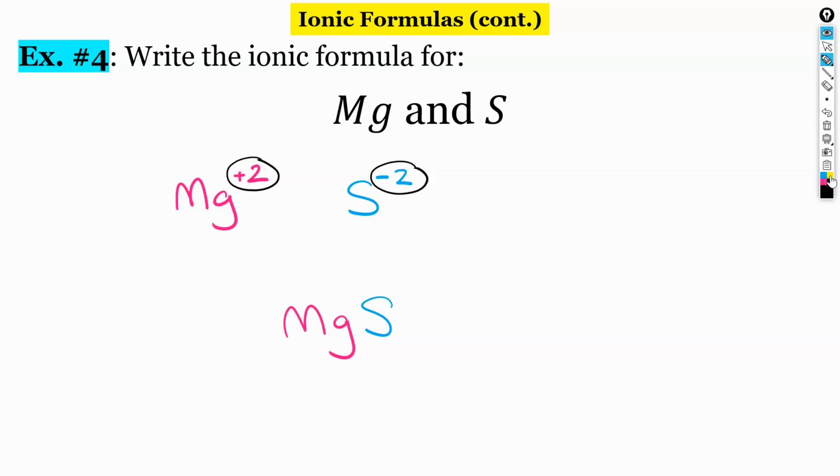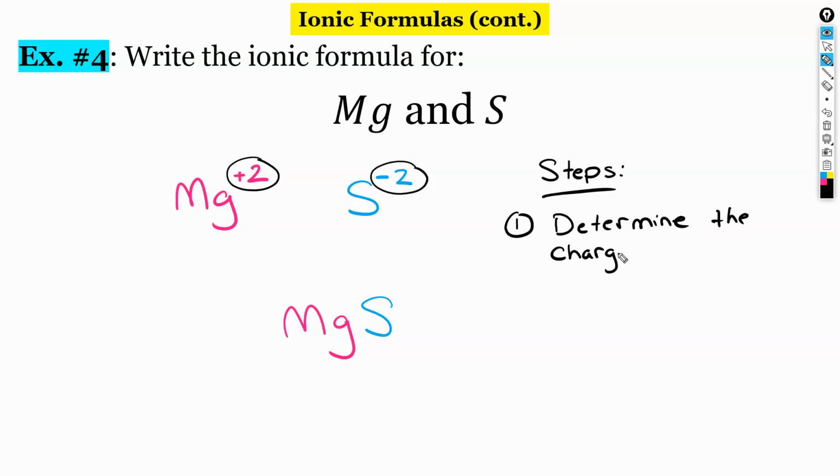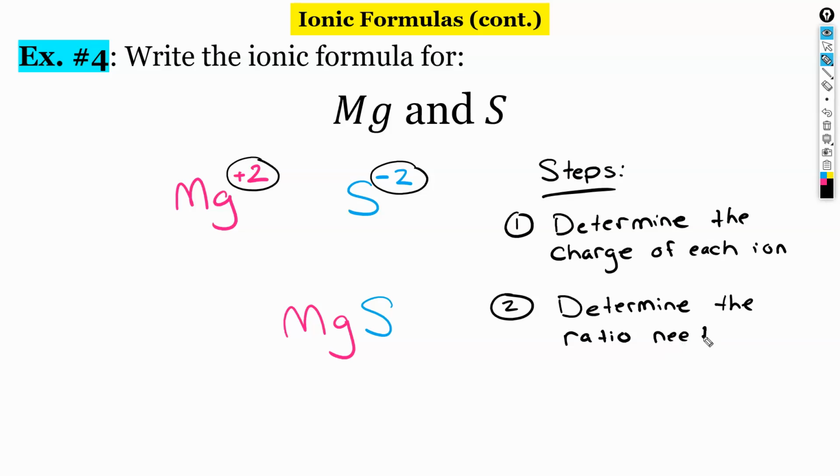Okay, so our steps to working through these, just write a couple steps down here. So step 1, we're going to determine the charge of each ion. Okay, step 2, determine the ratio needed to make the compound neutral.